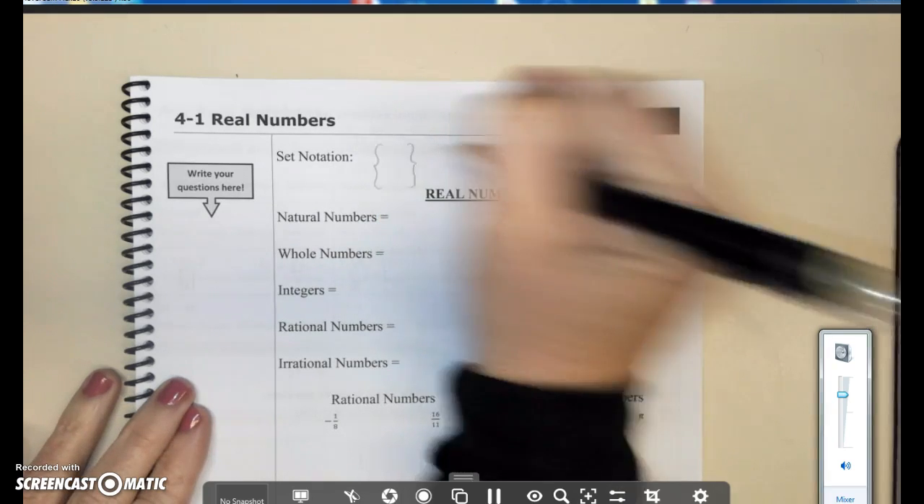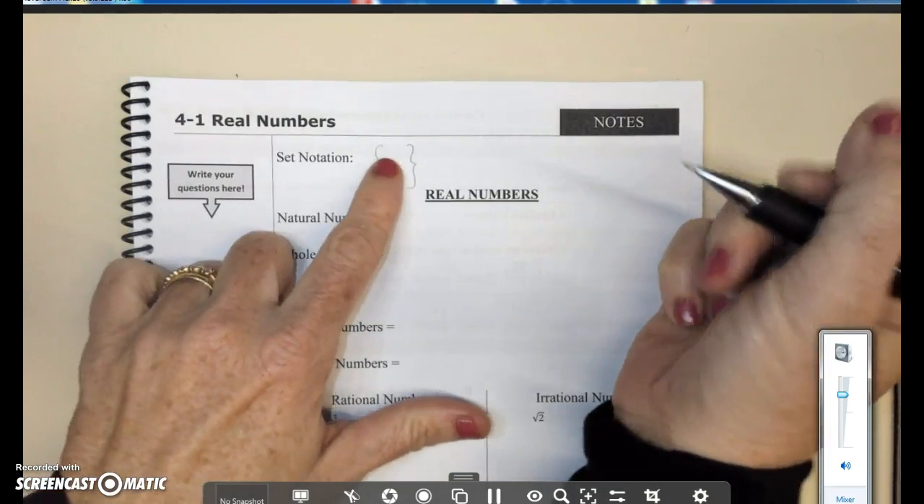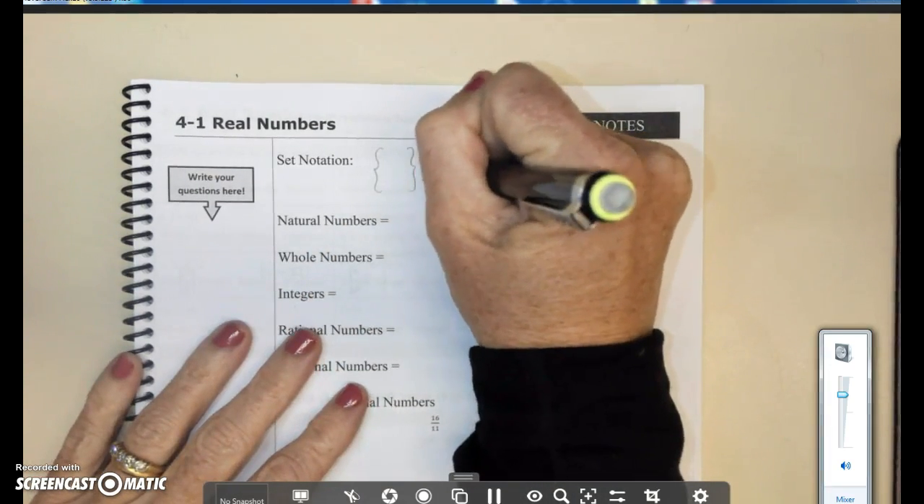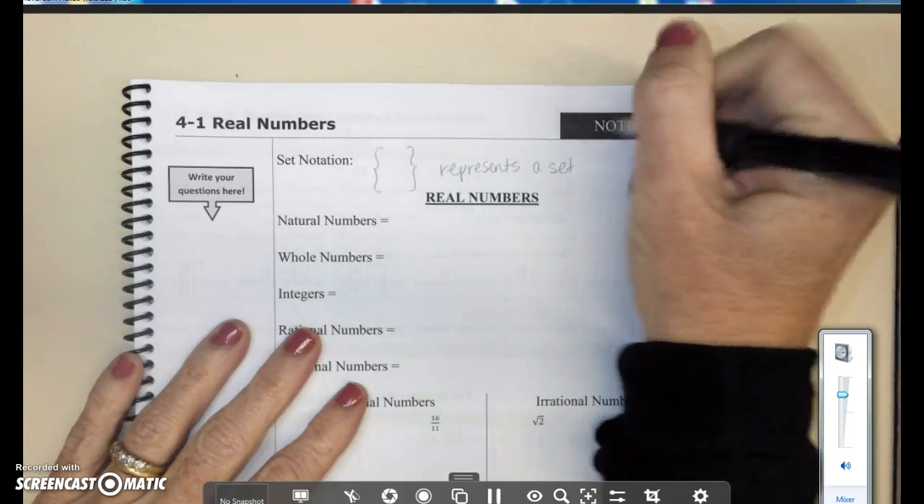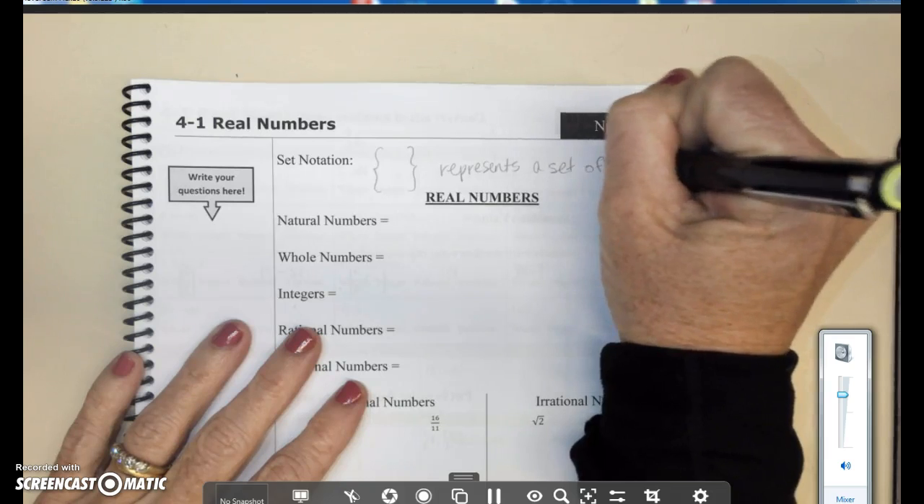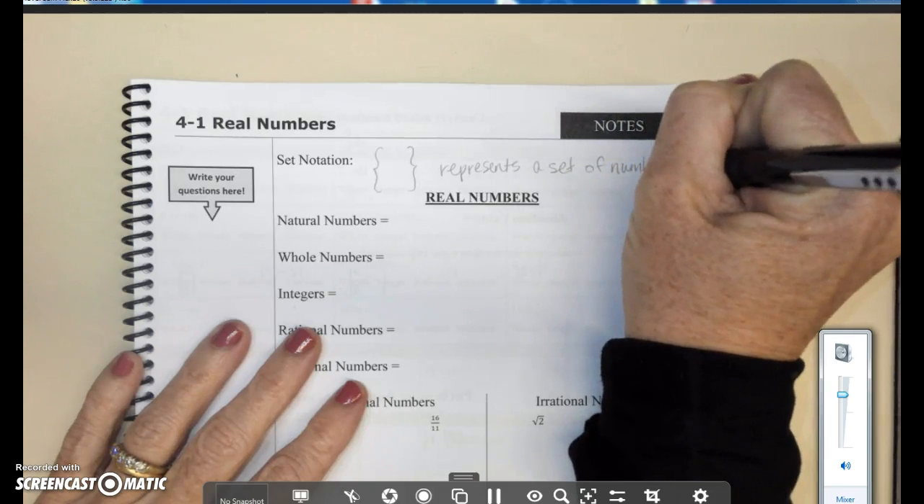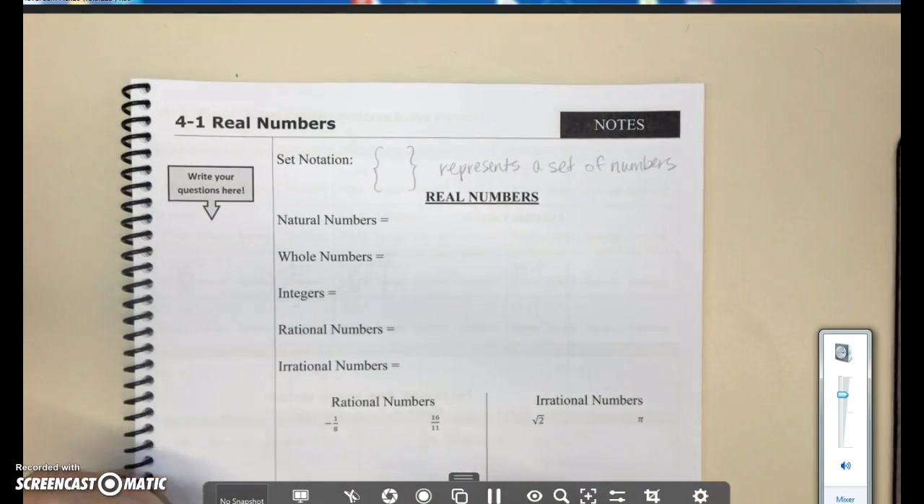Yours will probably look much better than mine. They're just a little bracket, and all it does is represent a set of numbers. And you'll see what we mean in a minute. Set of numbers. Okay, so let's talk about some different numbers here.